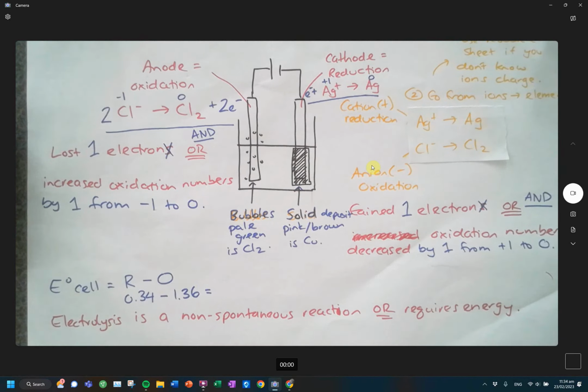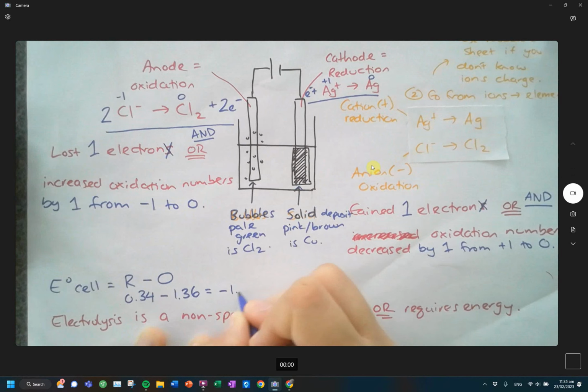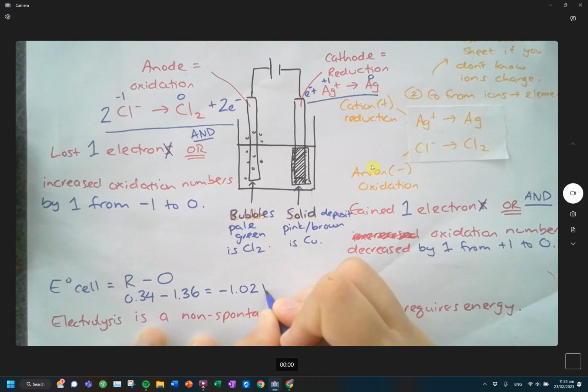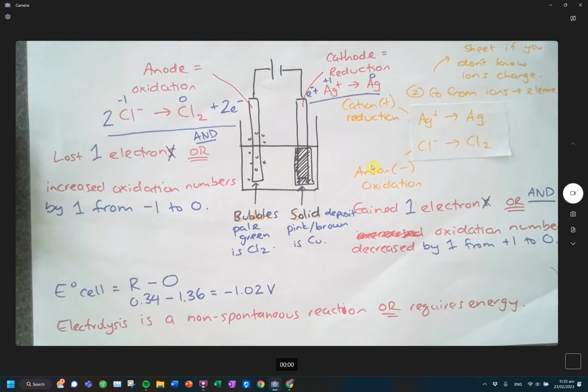Okay? All right. Now, I can't do mental math, so I'm getting a calculator. You are allowed a calculator on this assessment. Also, it's a good way to not make a silly mistake. So I'm taking 0.34 and subtracting 1.36, and my answer is negative 1.02, and volts is the unit that we're looking at. So that's the next thing I'm looking for in the merit, that you've done that calculation. And that's all you've got to do for the merit. You're done.